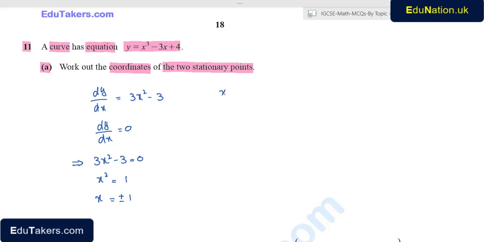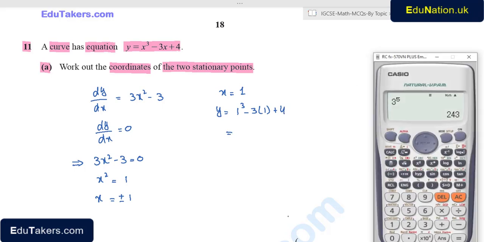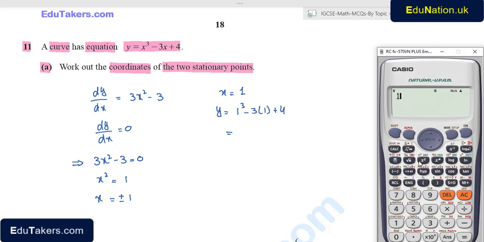When x is equal to 1, y is equal to 1 cube minus 3 into 1 plus 4. This will be what? 1 cube minus 3 times 1 plus 4 is 2.